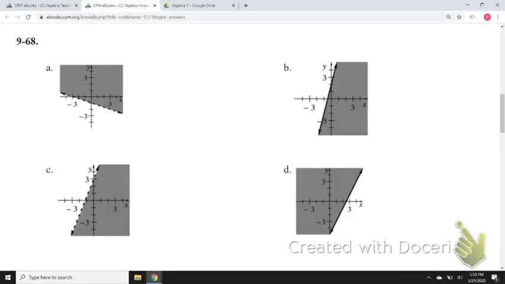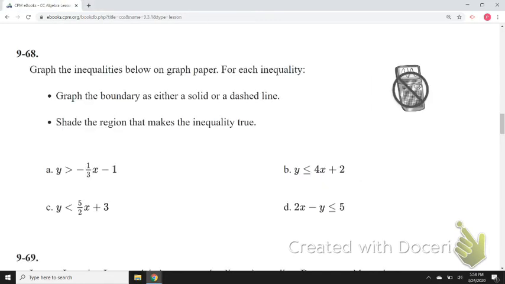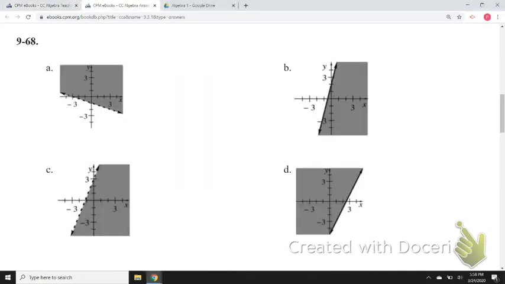Alright guys, here are your answers for 9-68. Problem A is y is greater than negative 1/3 x minus 1. It's greater than, not greater than or equal to, so we do a dashed line. Because it's greater, we shade above.